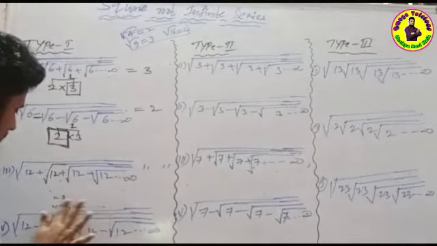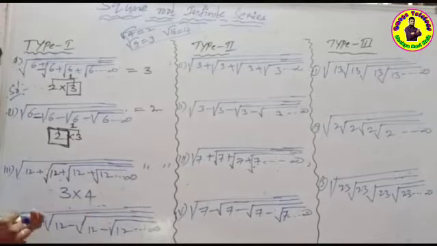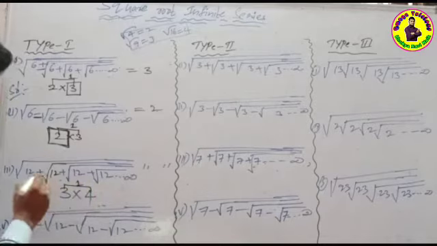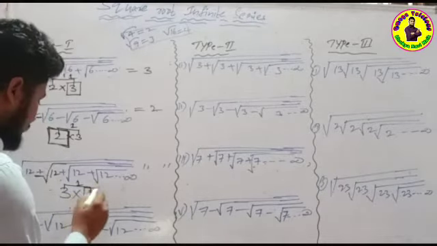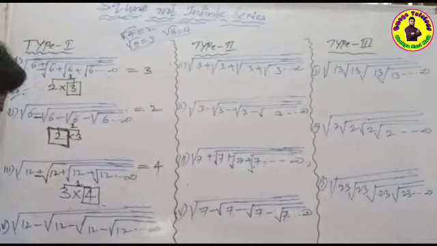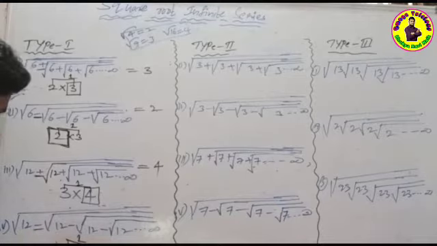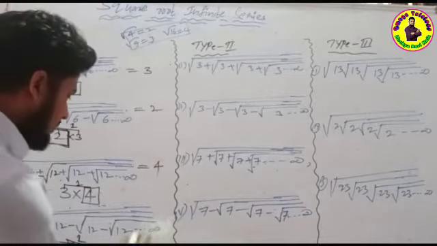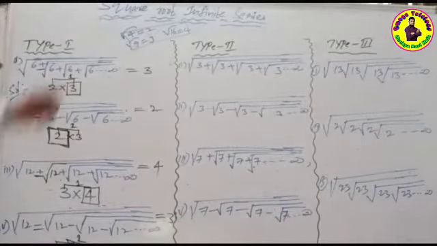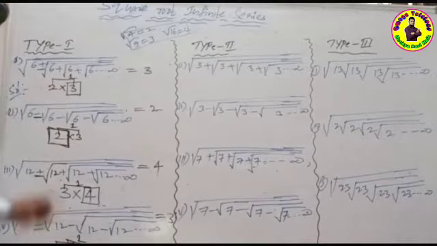That's why I am writing 3 into 4. 3 times 4 is 12, and their difference is 1, and the positive sign is there. So the highest number is 4, and the answer is 4. The next one is the same, but here the sign is negative. 3 times 4 is 12, their difference is 1, but the negative sign is there, so we consider the smaller number of the multiplication. The answer is 3. So this is type 1. Whenever a number is given like this, only then do we apply this.